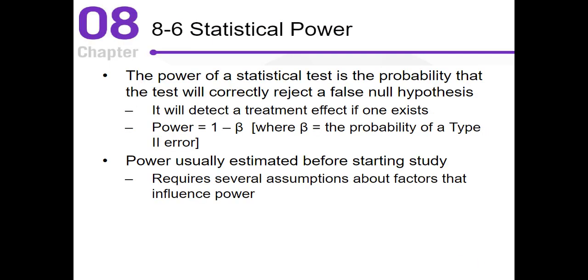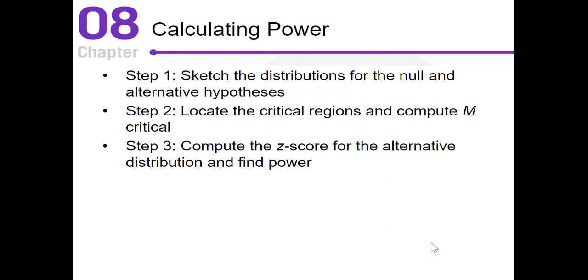Statistical power is the power of a statistical test and the probability that the test will correctly reject a null hypothesis. It will help detect a treatment effect if one actually exists. And power usually is estimated before starting a study, but requires several assumptions about factors that influence power to be made. So in order to calculate power, we're going to follow these three steps.